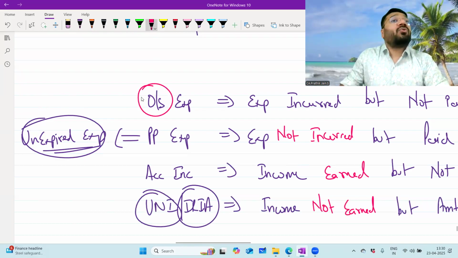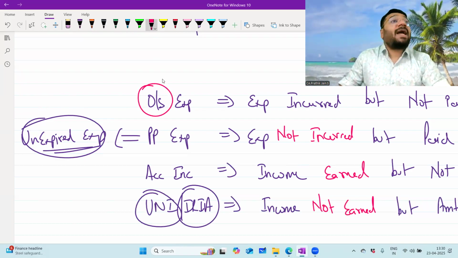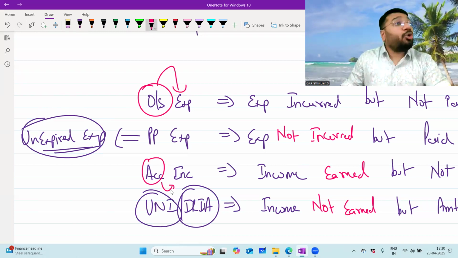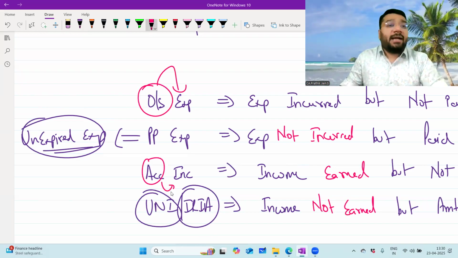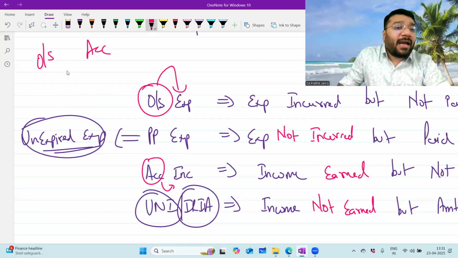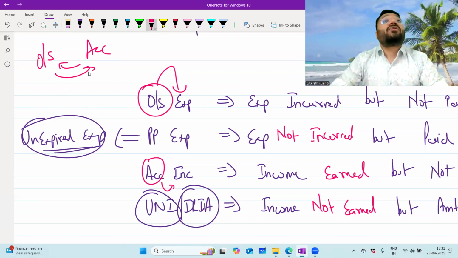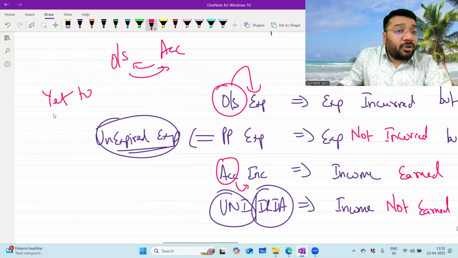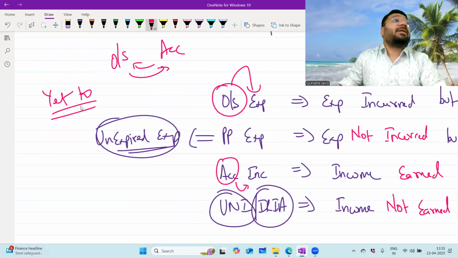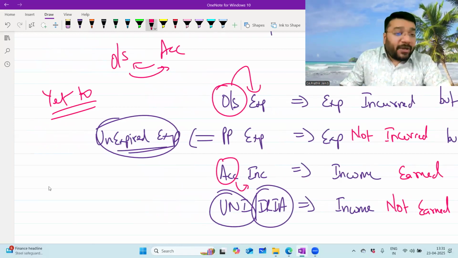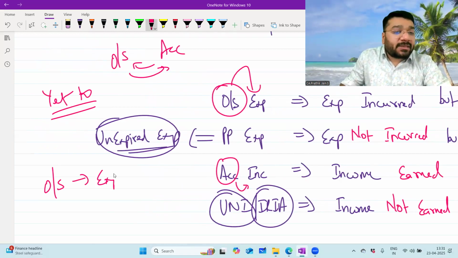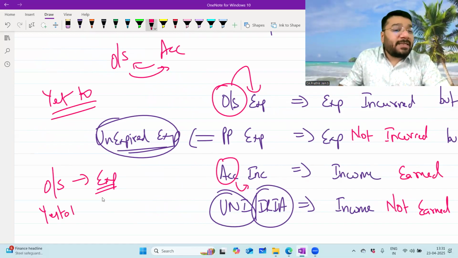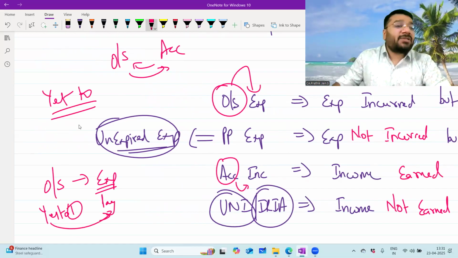Any problem here? Now, listen to me very carefully. In your 11th and 12th, you concluded that the word outstanding is always related to expenses and the word accrued is always related to income. But now we'll study that the word outstanding and accrued can be interchanged also. Outstanding and accrued both mean yet to. If I use the word outstanding with expense, expense is normally paid. So outstanding means yet to. Expense means pay. Yet to pay expense is called outstanding expenses.